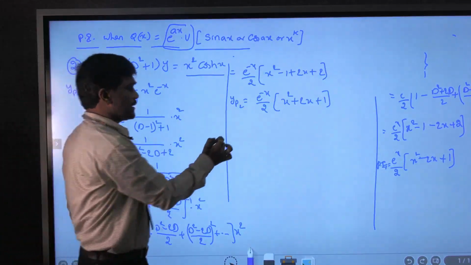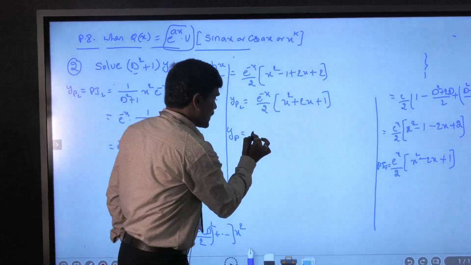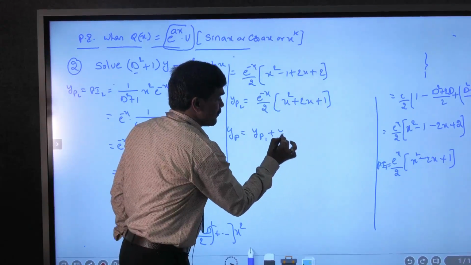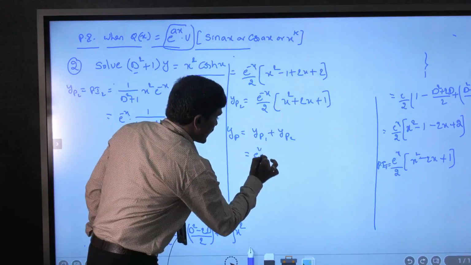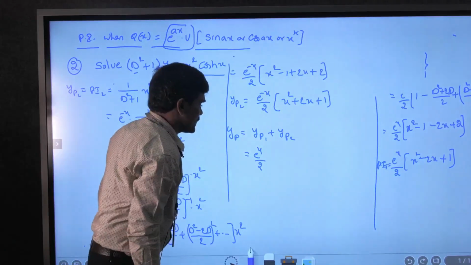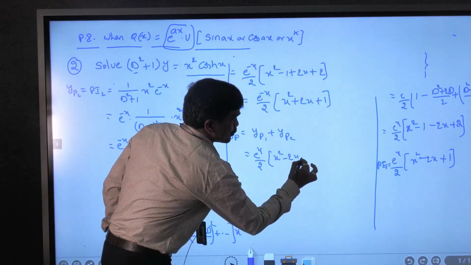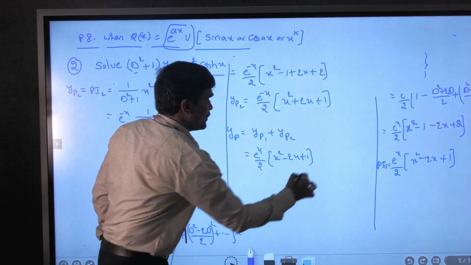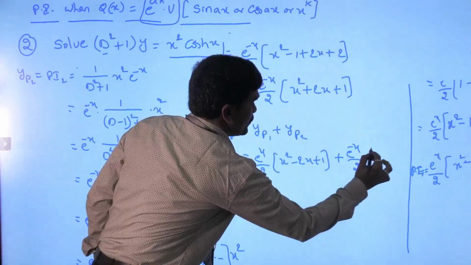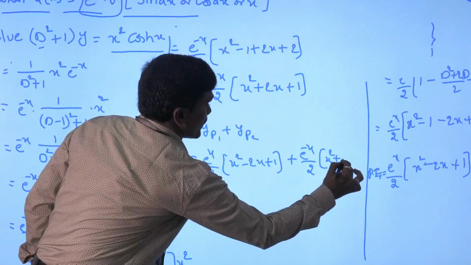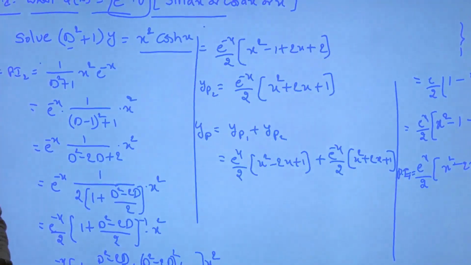Therefore finally write yp, what is yp? yp is written as yp1 plus yp2. What is yp1? Here e^x by 2 (x² minus 2x plus 1), this is yp1, plus yp2, e^(-x) by 2 into (x² plus 2x plus 1). So this is the particular integral.